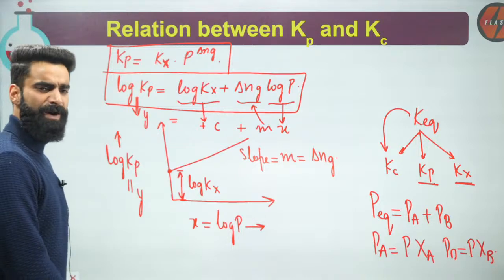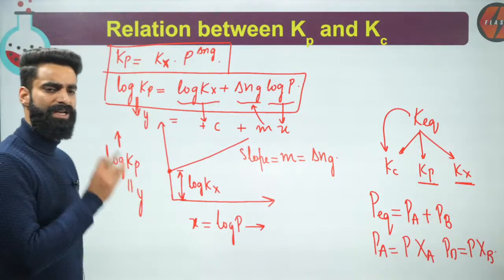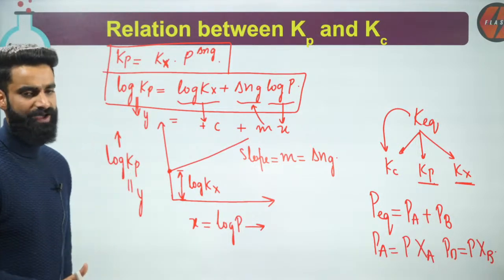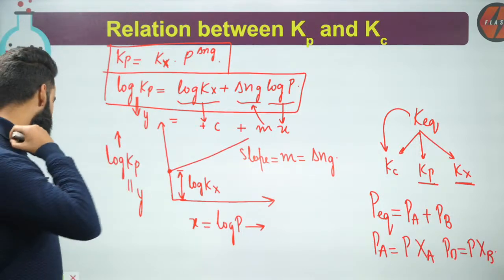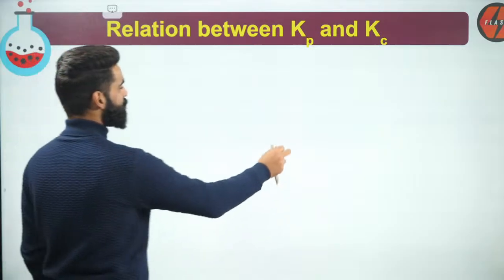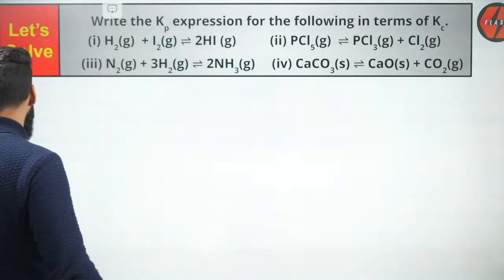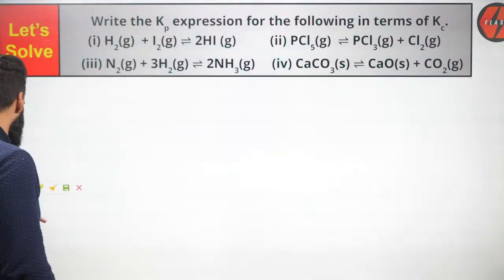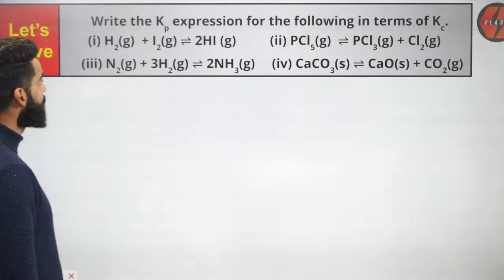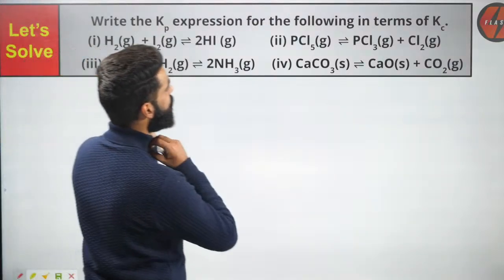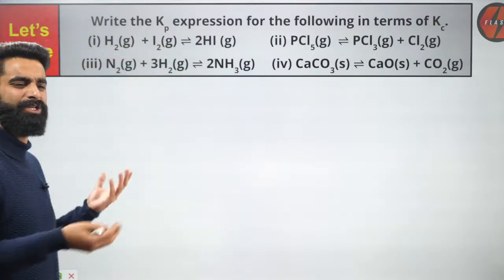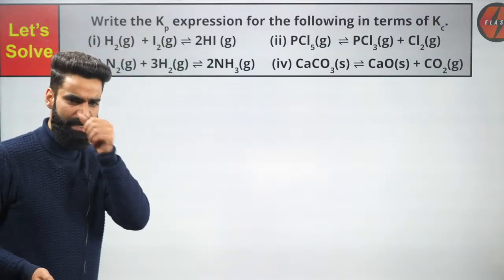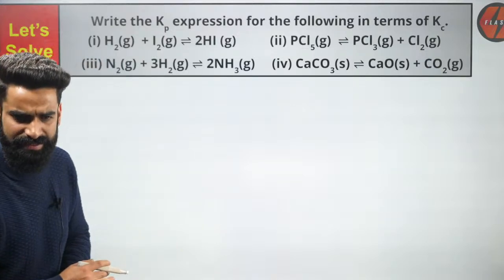Wonderful, guys. I'm erasing this part. I'm sure everything I've taught you till now is clear to you. All right, let's move on and let's talk about a few basic questions first. Then we'll be moving ahead and talking about a few important things right here, okay? Write the Kp expression for the following in terms of Kc. Very, very simple question so that you can understand these concepts which we have discussed right here.